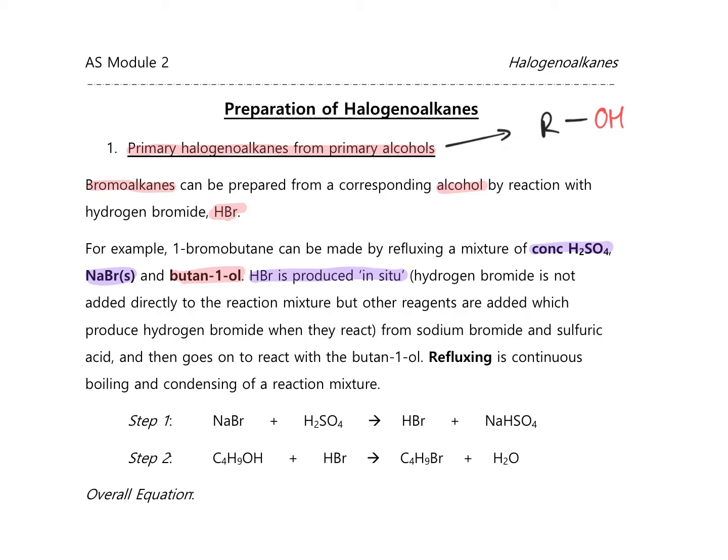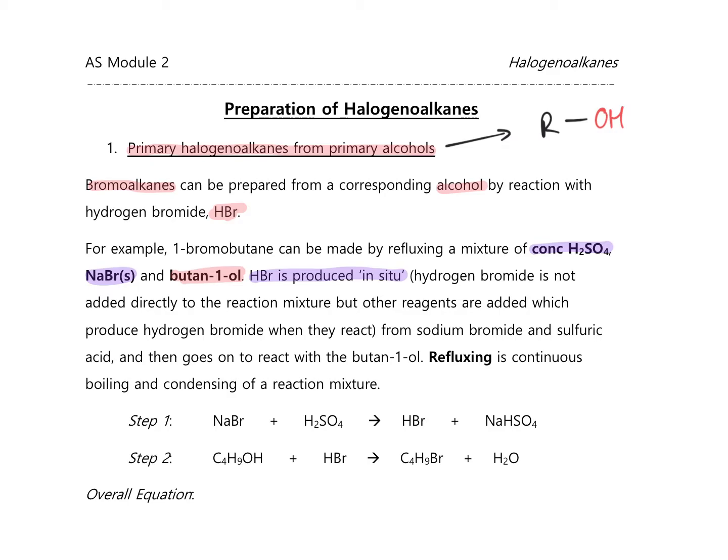So what that simply means is that we don't start with our butan-1-ol and just chuck in some hydrogen bromide. It's not added directly to the reaction mixture, but instead we use these other reagents, concentrated sulfuric acid and sodium bromide, and we put them in, and when they react together, they produce hydrogen bromide. So rather than adding in hydrogen bromide directly, we put in concentrated sulfuric acid and sodium bromide so that when they react, they will form hydrogen bromide that then goes on and reacts with the butan-1-ol.